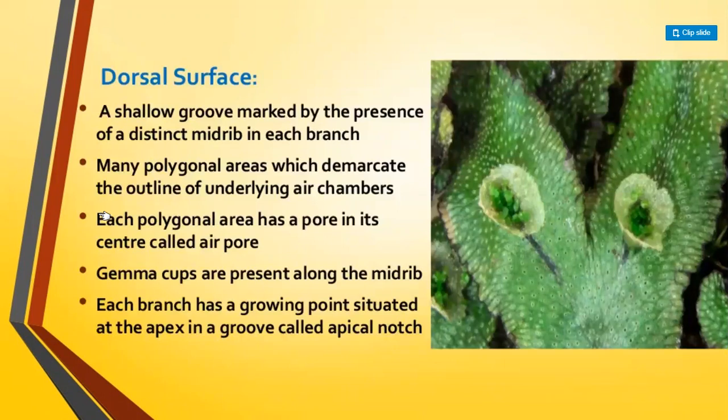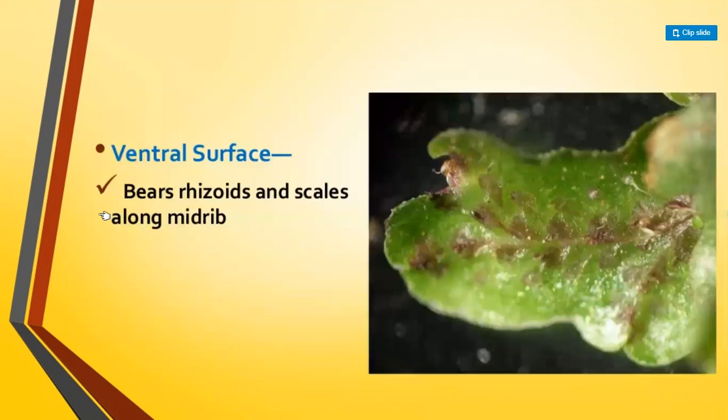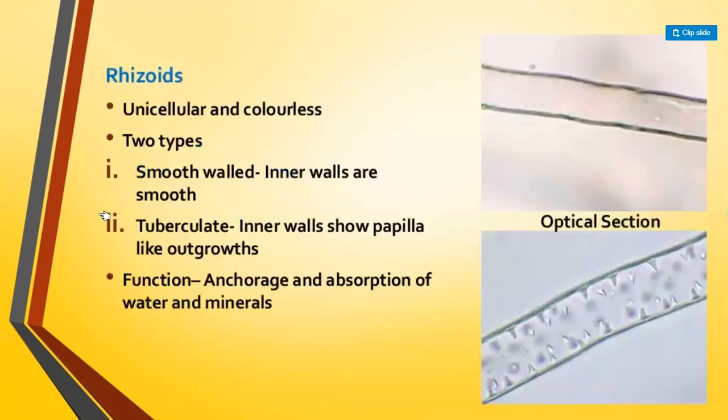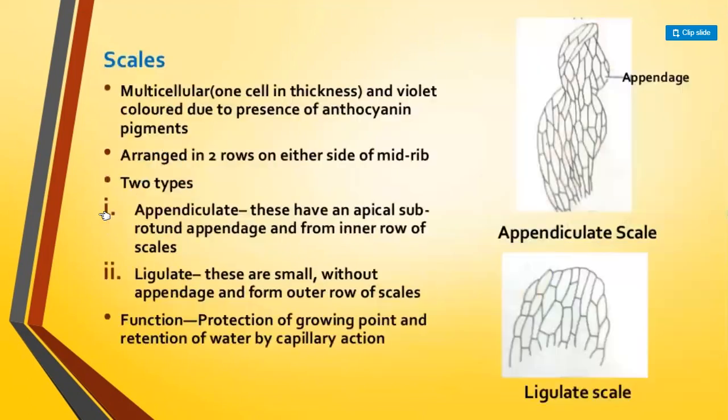They have a number of rhomboidal-shaped sections on it, and they also have the midrib on which the gemma cups are present. And also there are notches, and in the ventral region we saw that it has a number of structures called rhizoids, which help in the fixation and absorption of minerals and water. And you also know that it has scales which protect it.